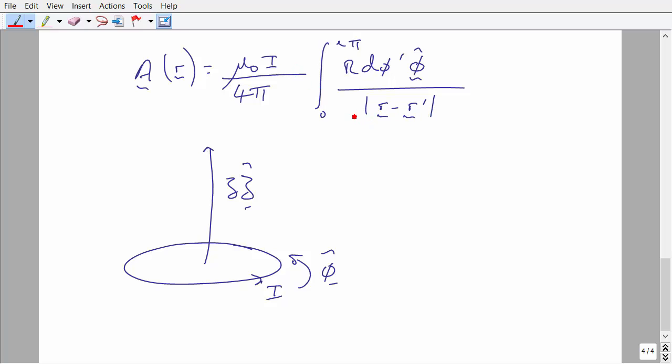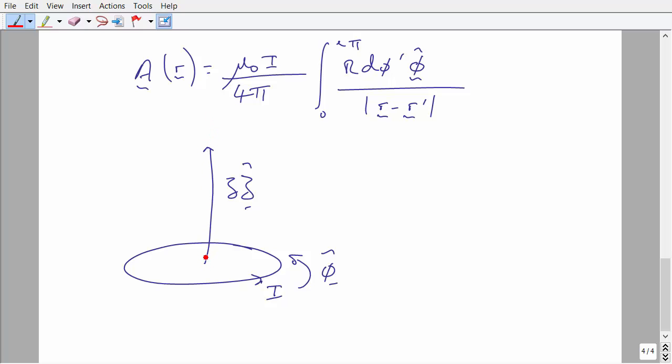Mod of r minus r prime, that's just the distance from this point down to the circumference as we move around the circle. This is a constant, and this comes outside the integral, and we would be left with the integral of phi hat d phi prime. As I integrate phi hat around this circle, clearly when I go from 0 to 2 pi, I get 0. That is, A must be 0 everywhere along the z-axis.